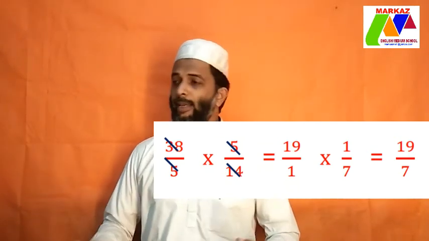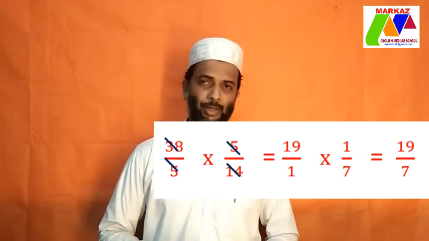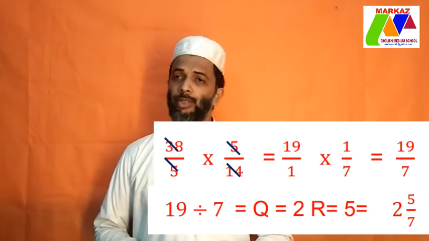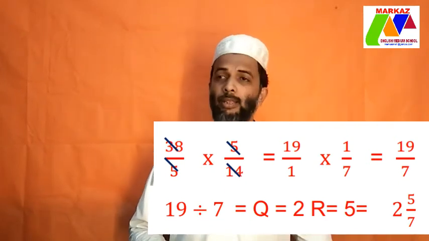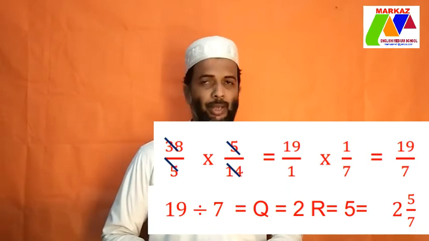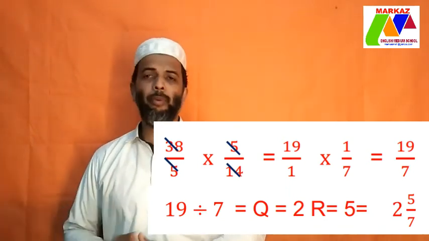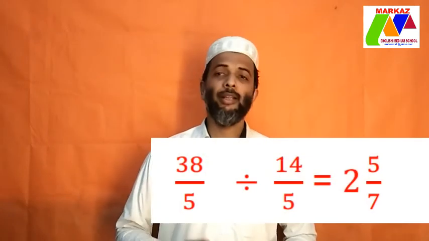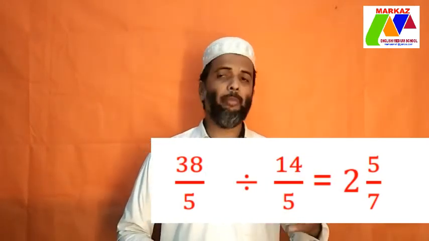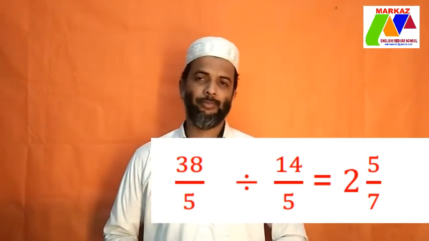We can convert this improper fraction 19 by 7 to a mixed fraction. 19 divided by 7. Quotient is 2. Remainder is 5. So mixed fraction 2 5 by 7. Our answer is 38 by 5 divided by 14 by 5 is equal to 2 5 by 7. Okay.